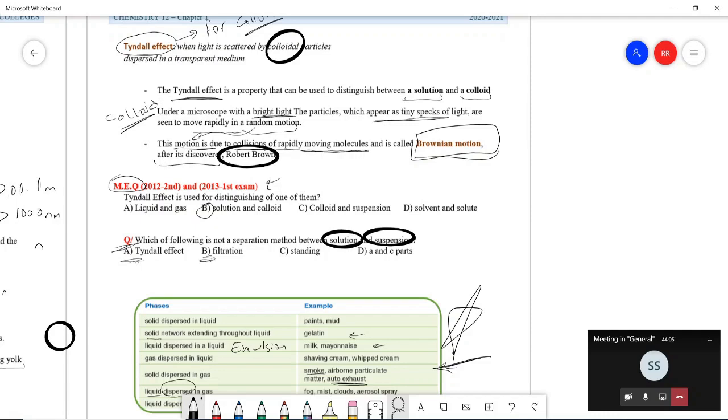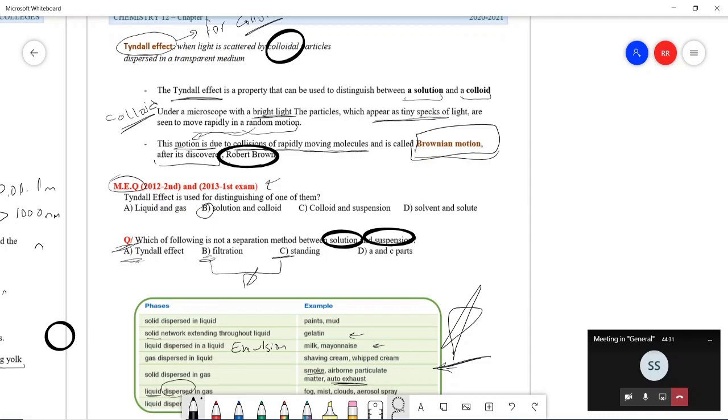If you look at filtration, solutions don't get filtrated but suspensions can be filtrated. Standing means precipitation if left to precipitate. Yes, solutions don't precipitate, suspensions precipitate. So these two are used as a separation method for solution and suspension.